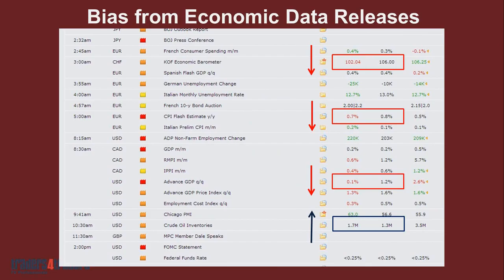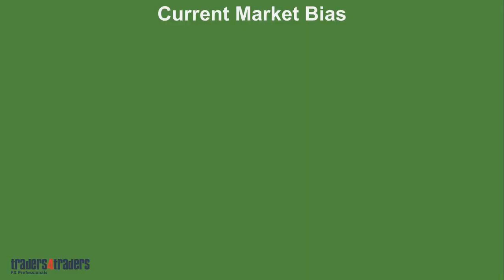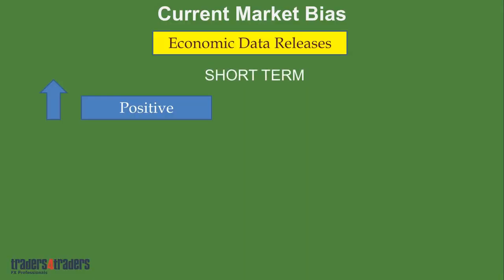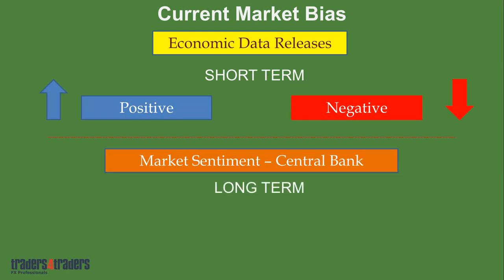So with economic data releases, you're either going to get a positive bias if they're stronger than expected or a negative bias if they're weaker than expected. Market sentiment, this is where it overlaps with the central bank sentiment. Once the central bank has their meetings, that sentiment is in the market until the next meeting, or until they make a speech which changes the sentiment.